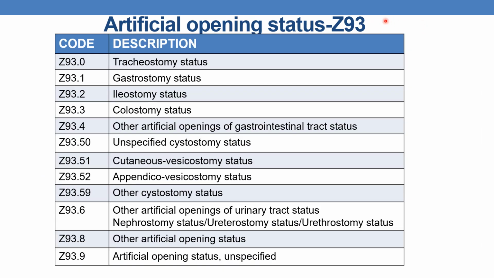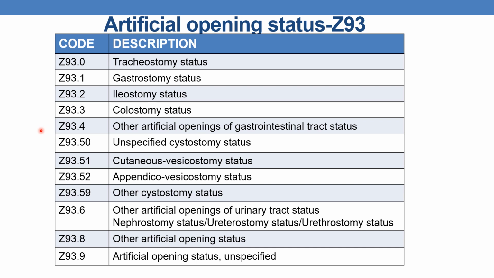Now coming to the next category, Z93, artificial opening status. The first code is Z93.0. It indicates tracheostomy status. The next is Z93.1. It indicates gastrostomy status. Ostomy means opening, surgical opening. So tracheostomy is surgical opening of the trachea. That status must be indicated. So Z93.0 indicates tracheostomy status. Z93.1 indicates gastrostomy status. Z93.2 indicates ileostomy status. And Z93.3 indicates colostomy status.